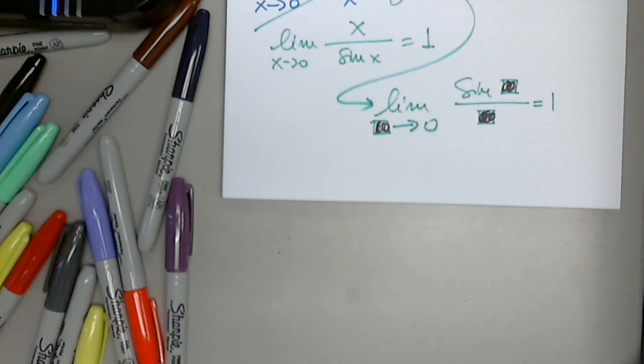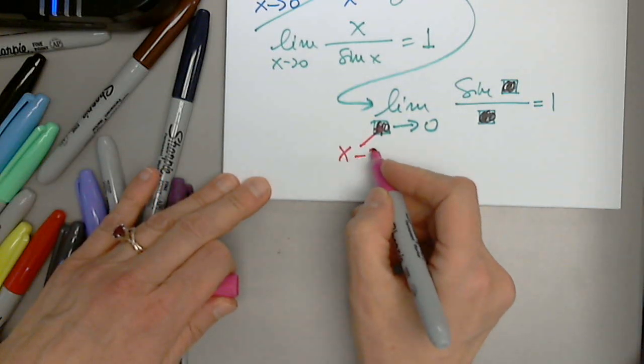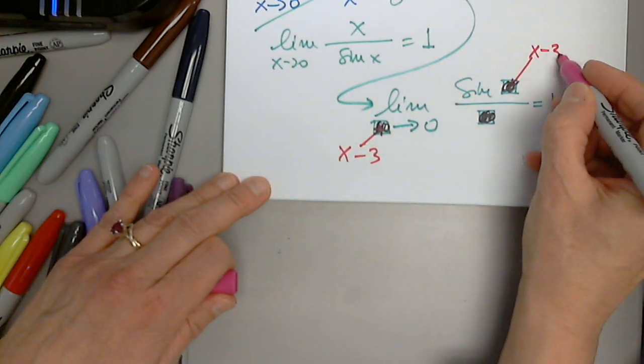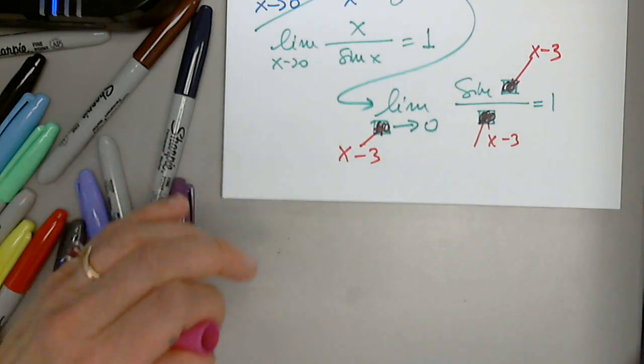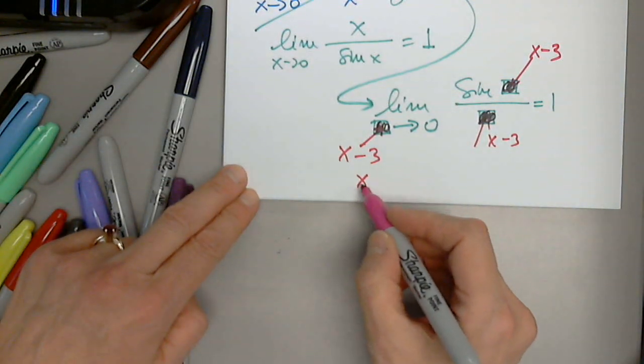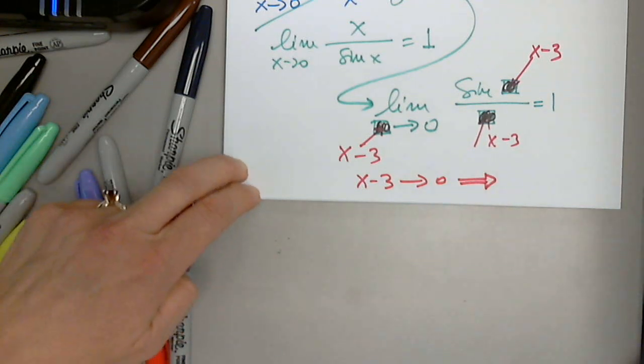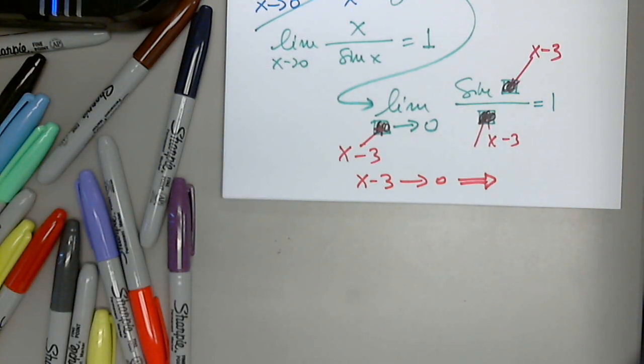So what I'm saying is that if I choose to have x minus 3 in this spot, then I have to have x minus 3 here, and I have to have x minus 3 here for the answer to be 1. If any of these is not x minus 3, the answer is not 1. But we never really write x minus 3 approaches 0. What do we write? We write x approaches.